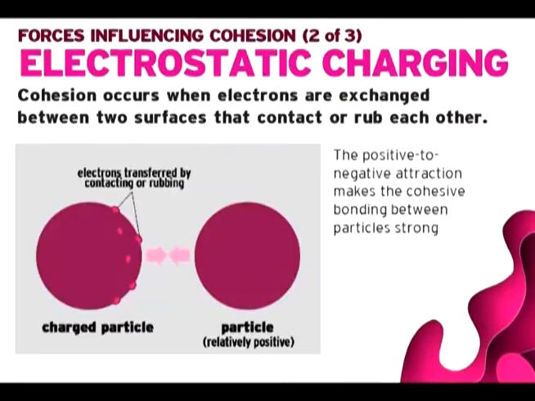be very cohesive. Electrostatic charging, on the other hand, can be a mildly strong attractive force that helps to form a cohesive structure. This happens as electrons are exchanged between two surfaces that come into contact or brush against each other. This rubbing may occur between particles or between a particle and its surroundings. The strong unified bonding between particles is due to the positive to negative attraction.